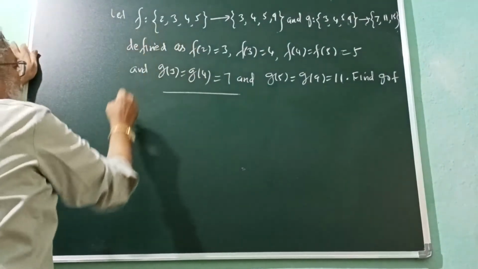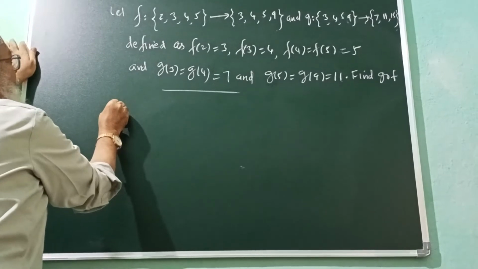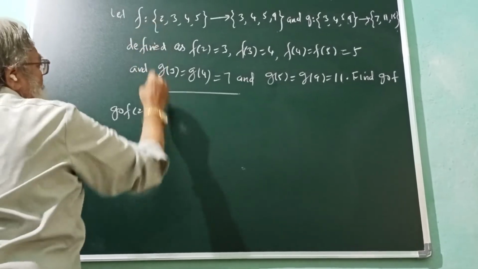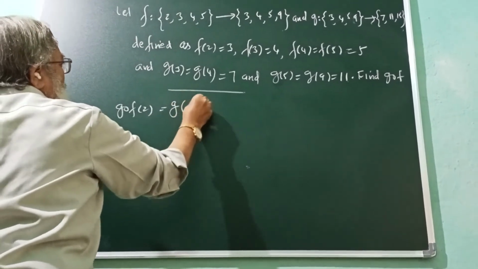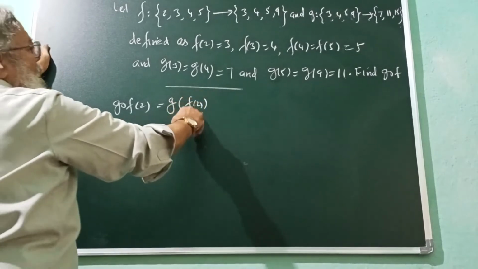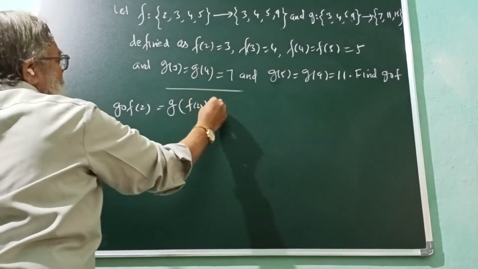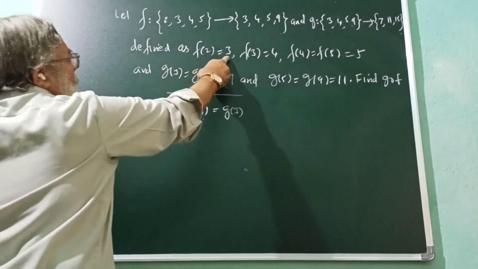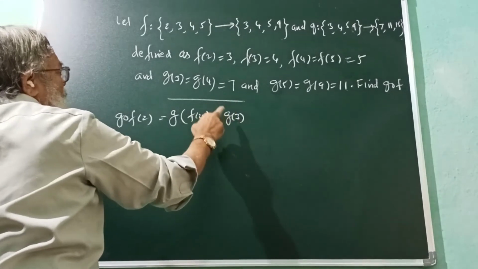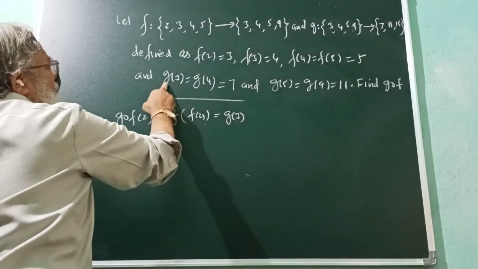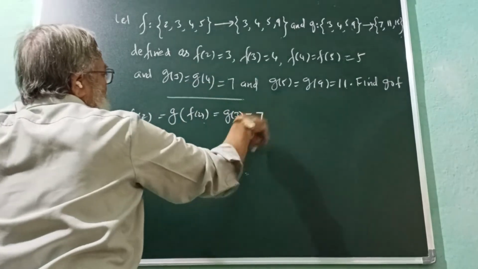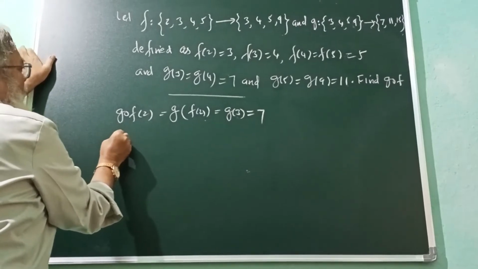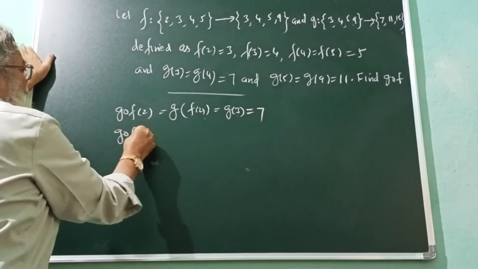We start with the first element. (g composition f)(2), by the definition, will be g of f of 2. Now the value of f of 2 is 3, so that is equal to g of 3. Because f of 2 is given by 3 here, we substitute this value. Now we see the image of 3 in g. Image of 3 in g is 7.